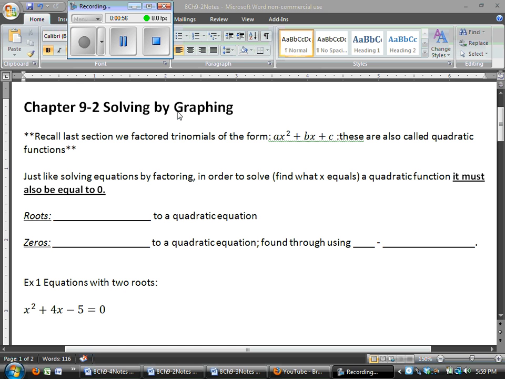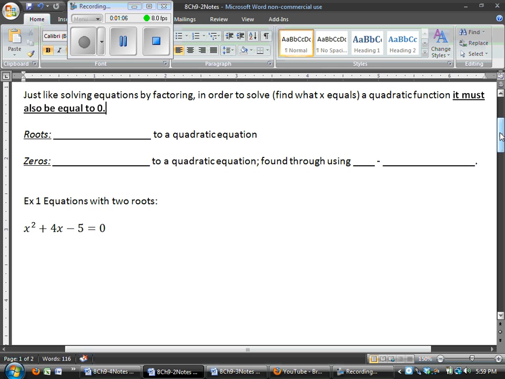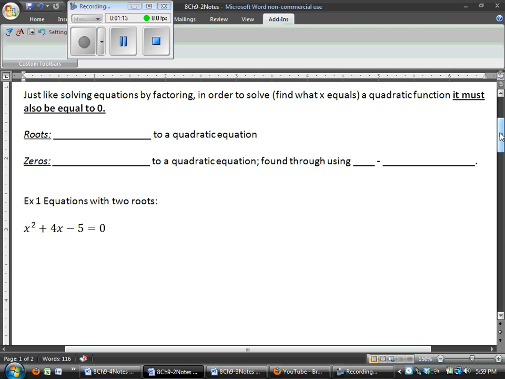In order to solve those, we needed it to be equal to 0. In order to solve them by graphing, we still need it to be equal to 0. So make sure whenever you go to graph these that our equation is equal to 0 first. Then graph it, then we can find the solutions. And we'll see here in just a minute.